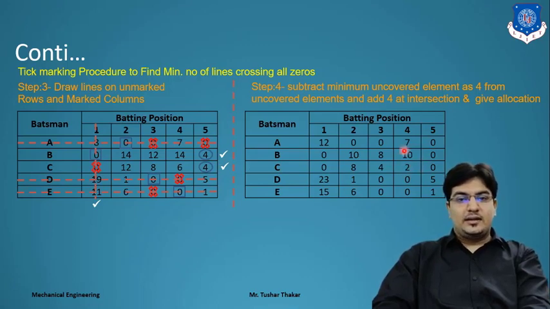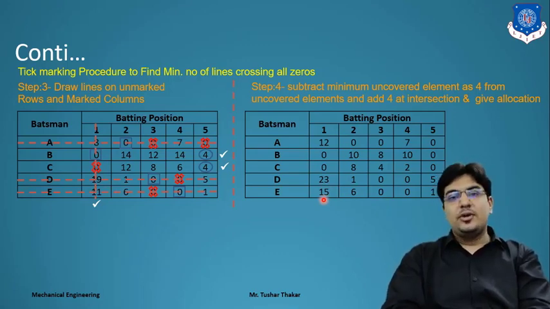Now we add that 4 at the intersection of the lines, meaning at the point 8. We add 8 plus 4, that is 12. Next intersection point here, 19. 19 plus 4, 23. And the next intersection, 11. 11 plus 4, that is 15. So we get a new table over here.